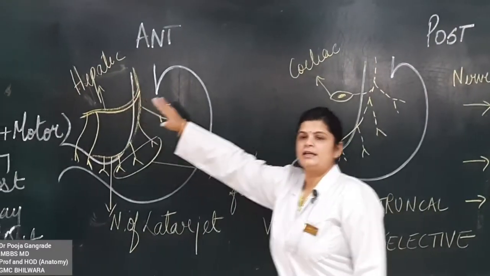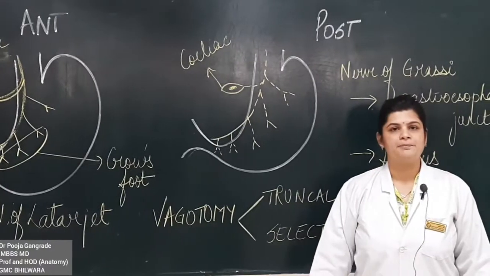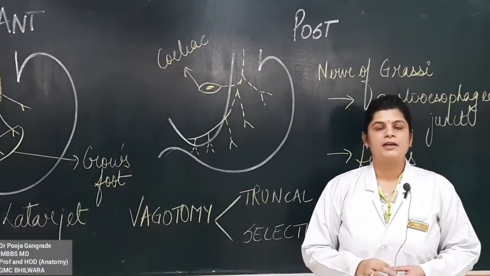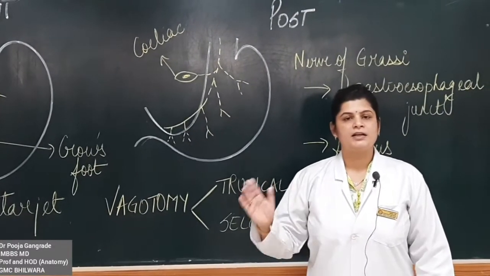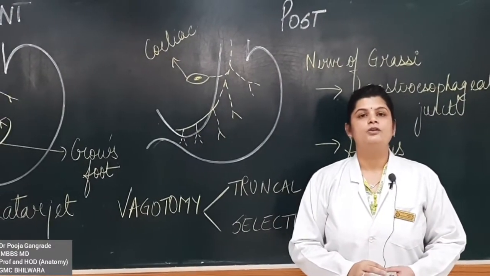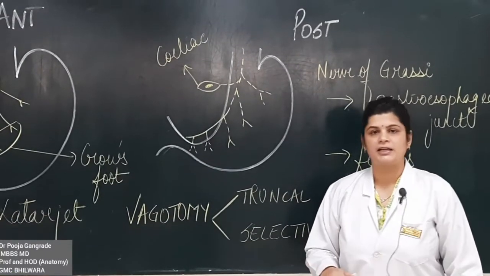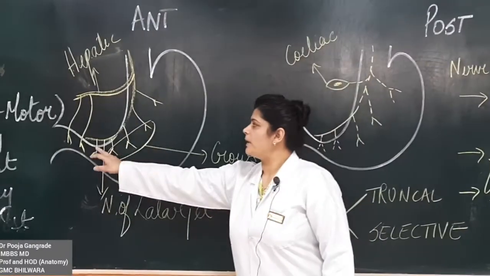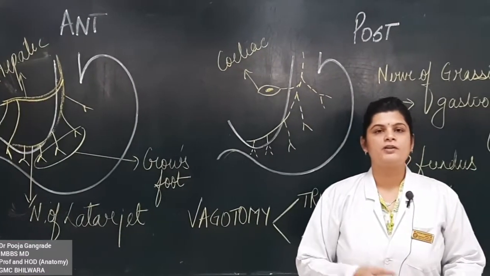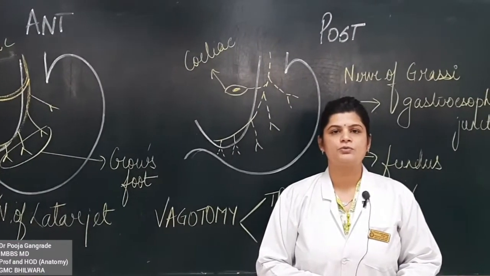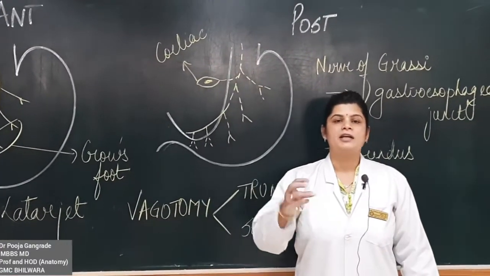Truncal vagotomy में क्या होता था? The anterior or the posterior vagal trunk used to be severed completely. जब पूरी की पूरी वेगस को हमने काट दिया, तो other than parietal cells, वेगस का जो बाकी काम है, that is secretomotor to the stomach and motor to the stomach, वो भी खत्म हो जाता है. Pyloric part को जो सप्लाई जा रहा है, that also finishes up. So what happens to the stomach? It becomes atonic.